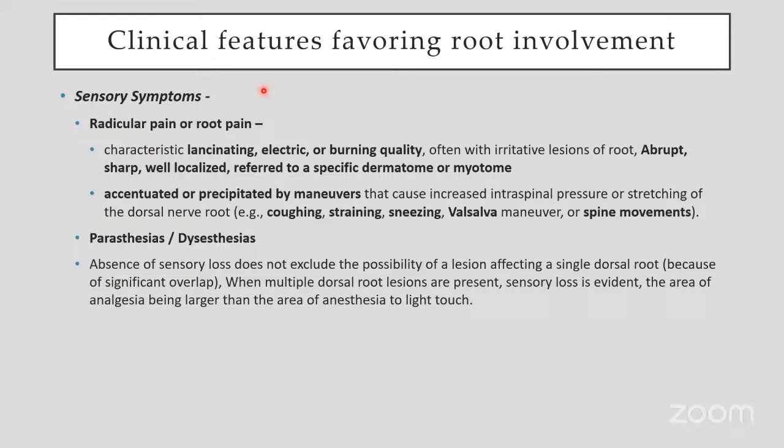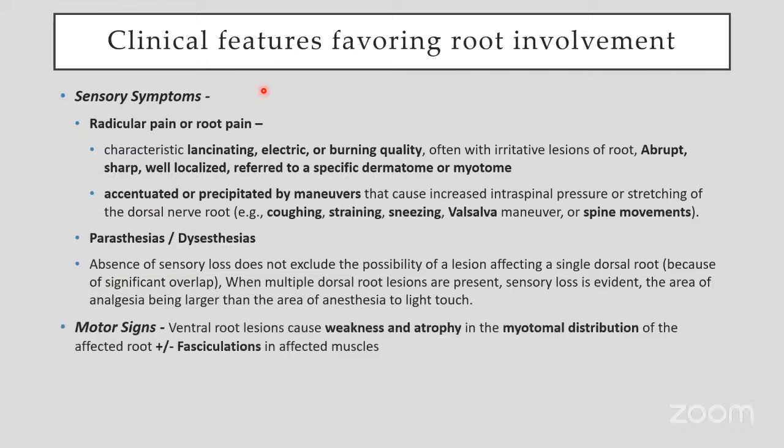There can be paresthesias or dysesthesias. Dysesthesia would favor a diabetic radiculoneuropathy or a diabetic radiculoplexopathy. Absence of sensory loss does not exclude the possibility of lesion affecting a single dorsal root because of the significant overlap with nerves from other roots. When multiple dorsal root lesions are present, the sensory loss is evident and the area of analgesia is larger than the area of anesthesia to light touch.